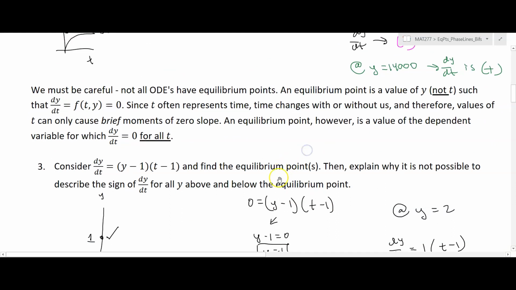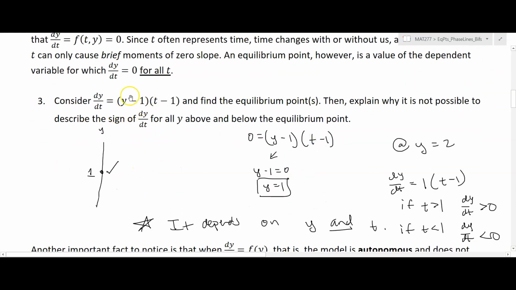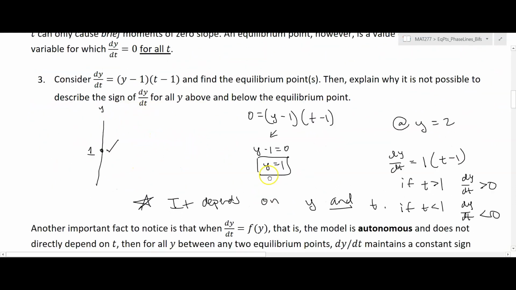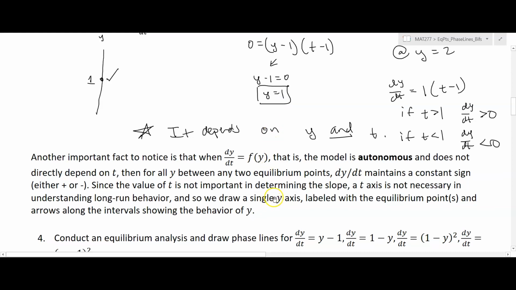In problem 3, which was not an autonomous equation, this one depended on both t and y, we could not conduct this analysis. So we could not conclude that dy/dt is always positive for y bigger than 1. Since the value of t is not important in determining the slope, a t-axis is not necessary in understanding long-run behavior, and so we draw a single y-axis, as we've been doing, with the equilibrium points and arrows along the intervals showing the behavior of y.